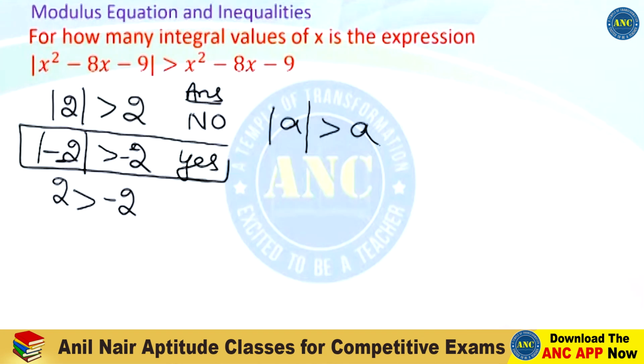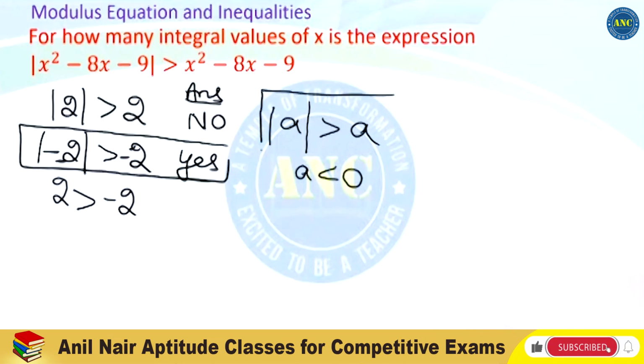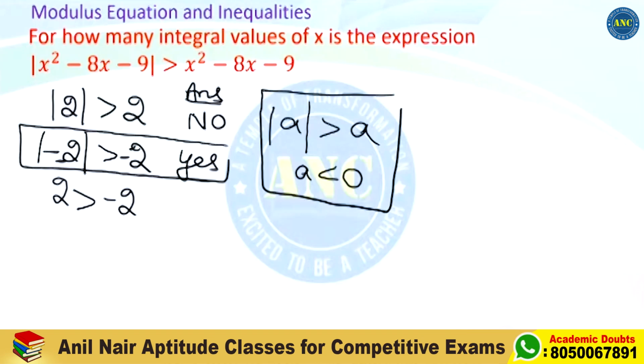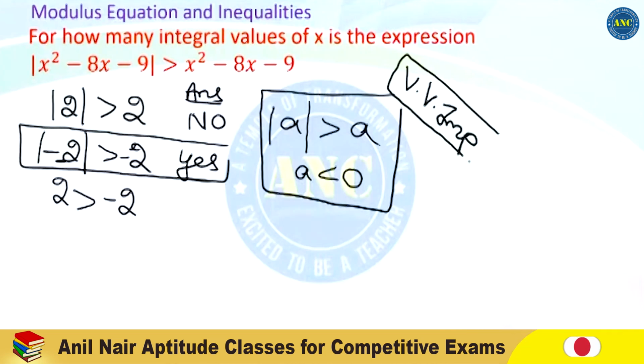Here a is nothing but minus 2, so a is less than 0. If mod a is greater than a, then a will be less than 0. Mod of minus 2 is nothing but 2, and 2 is greater than minus 2. Very, very important key point, please make a note of it. Mod a greater than a means a is less than 0.